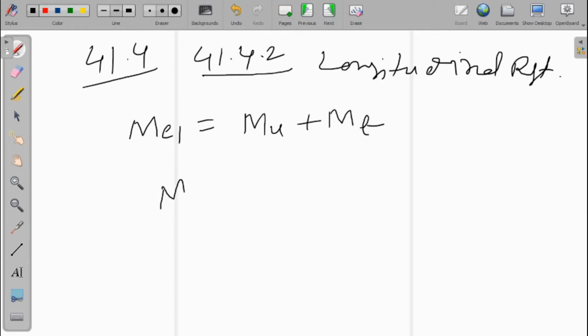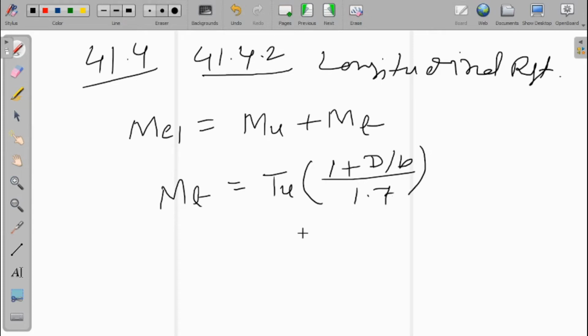Mt is the torsional moment, basically calculated like this. This Mt is calculated using this equation: Mt is equal to Tu into (1 plus D by b) divided by 1.7. Here Tu is the torsional moment, D is the overall depth of the beam and b is the breadth of the beam.